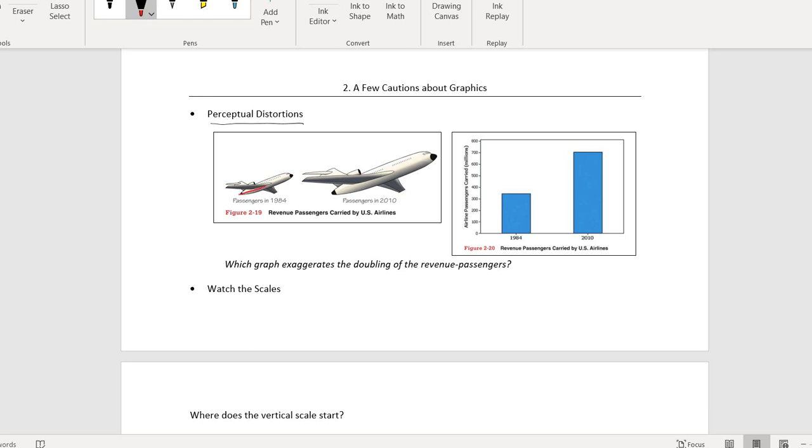It's because if we look at the length of the plane, it is twice as long in both pictures. However, our brains don't look at just length, they also look at area. So, instead of thinking it's 2 times, we think it's 4 times bigger. However, if we look at the bar graph, not only is it twice as tall, it also has twice the area. So we get a more honest representation of the data.